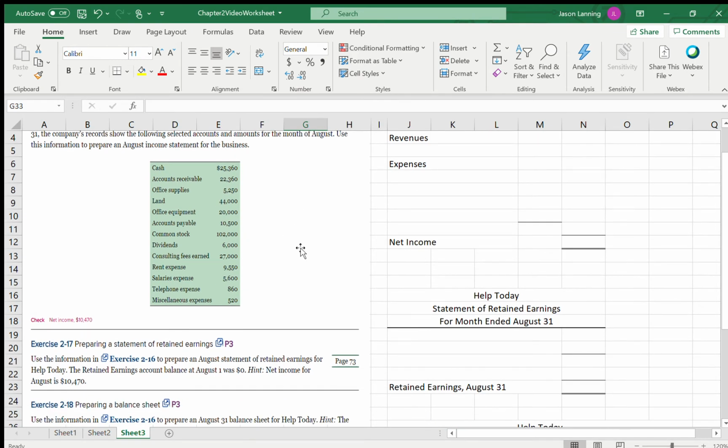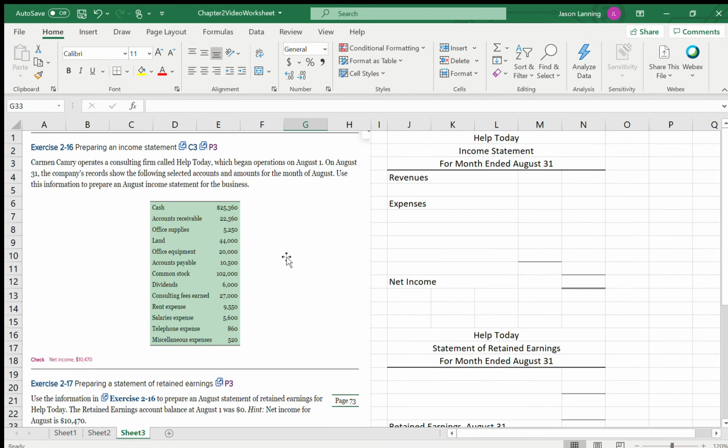Okay, well, basically this looks like a trial balance here. For the income statement, we're just looking at revenues and expenses. That's all we look at when we look at income statements. So if we look down through this list, we're going to see what type of revenue we had. Consulting fees earned, there's our revenue. So we'll have consulting fees earned, and in this case, it's $27,000.